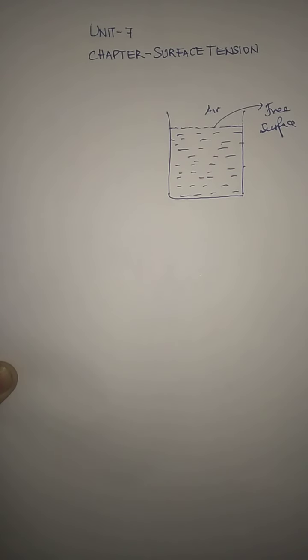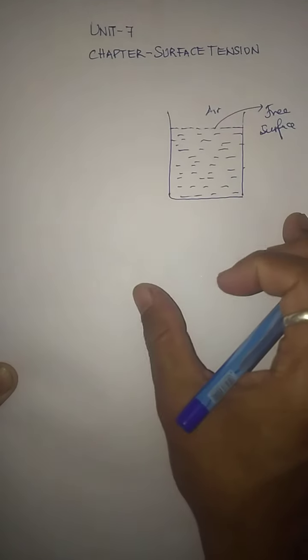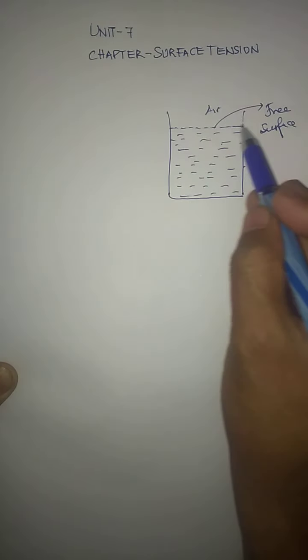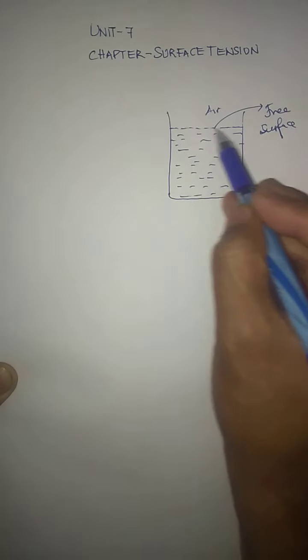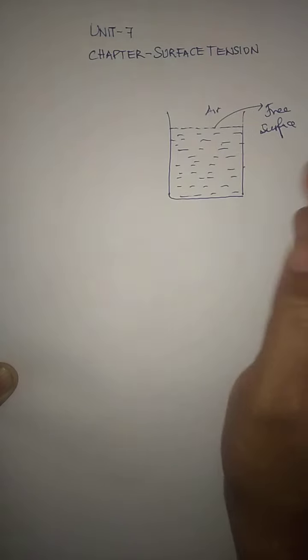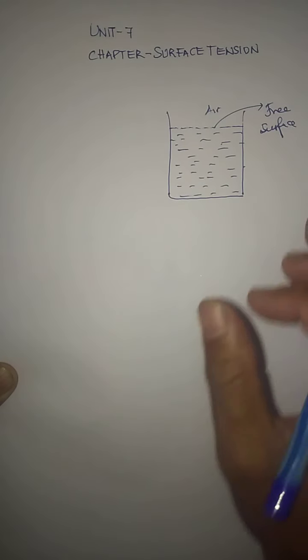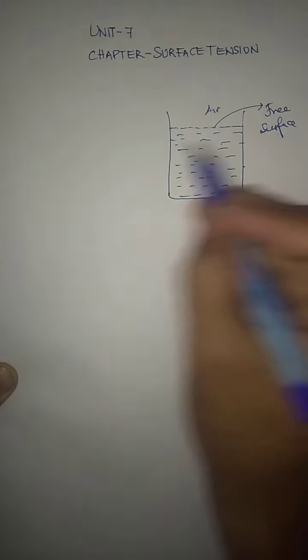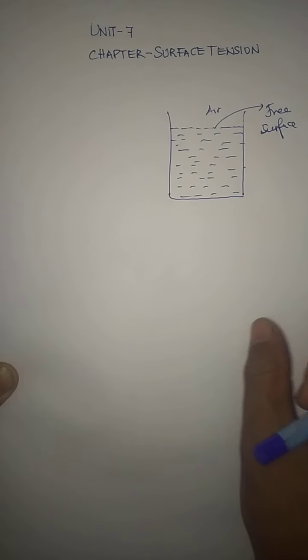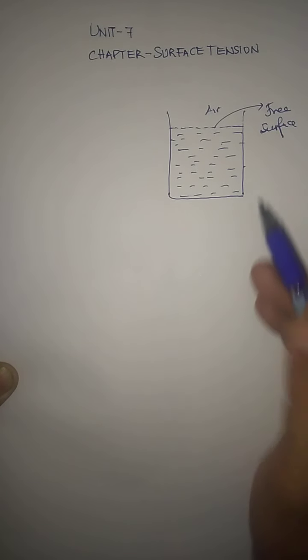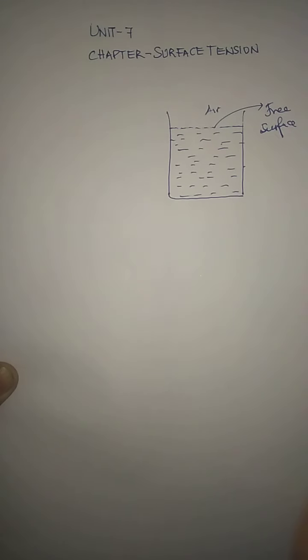So children, to define surface tension, it is the property of the liquid by which the free surface of the liquid behaves like a stretched elastic membrane. This surface has a tendency to acquire the minimum possible area. This free surface, in contact with the air, behaves like a stretched elastic membrane, and this particular property of the liquid is called surface tension.